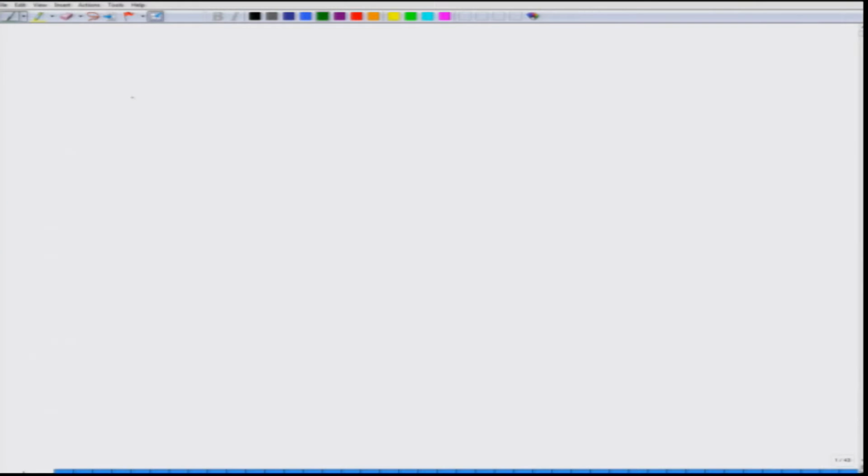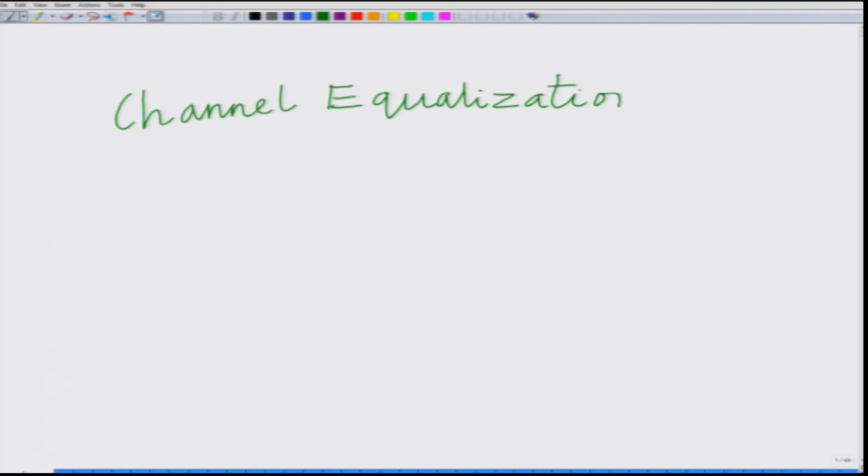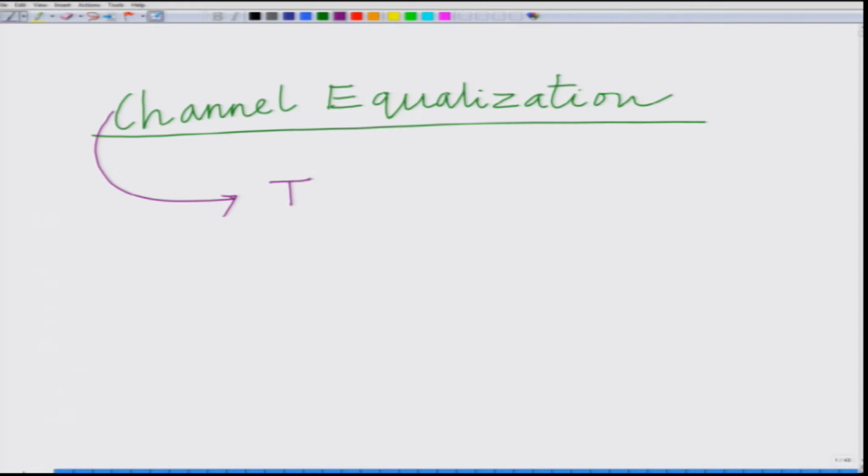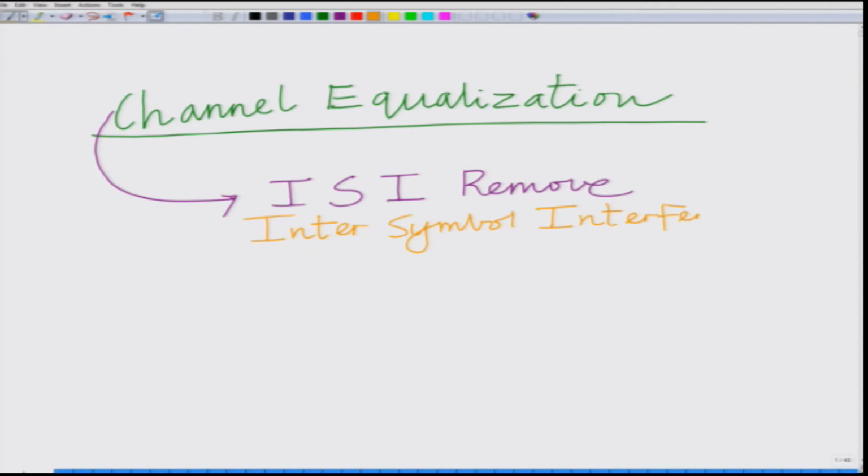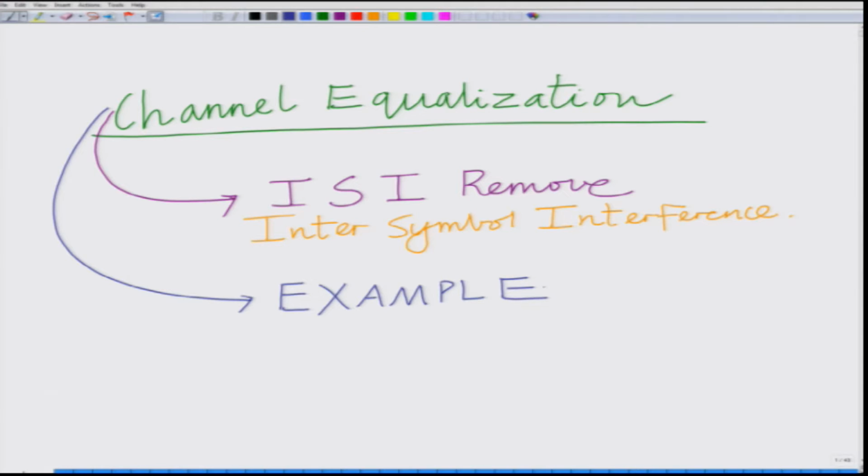We are currently looking at channel equalization, and channel equalization, as you know, is done for ISI removal, that is to remove the intersymbol interference, where ISI stands for intersymbol interference. So, today let us look at a simple example for channel equalization.